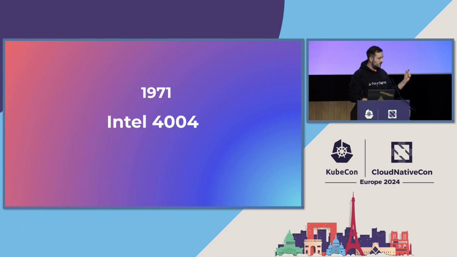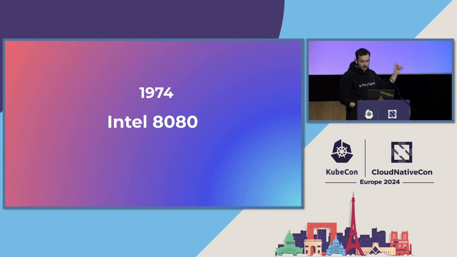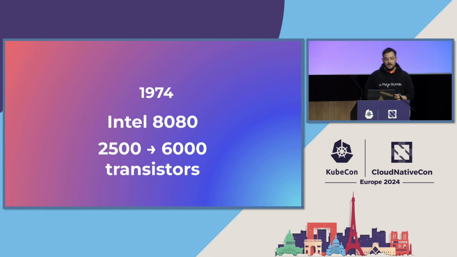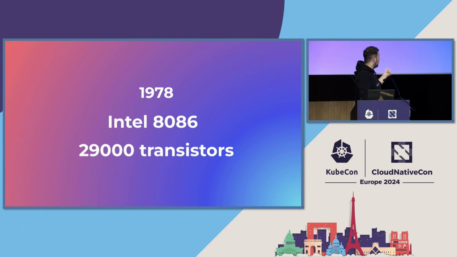And Intel didn't stop there. As we all know, they kept producing more and more chips. Just in those 3 years between the 4004 and the 8080, they more than doubled the number of transistors in these chips. Just a few years after that, they produced one of the most infamous chips ever produced, the 8086, with 29,000 transistors. You probably already understand where I'm going with this.